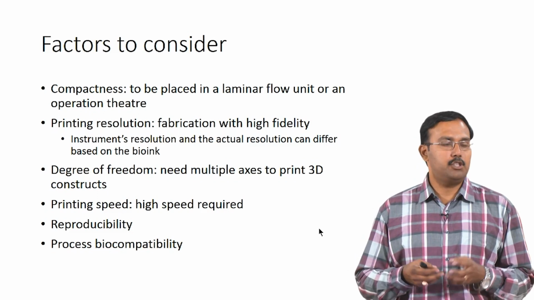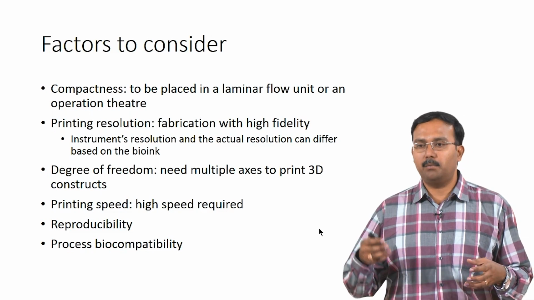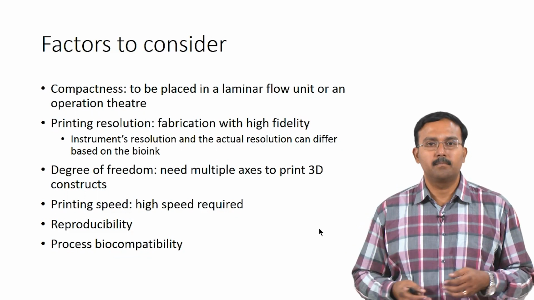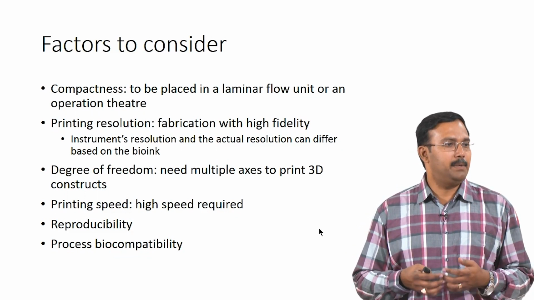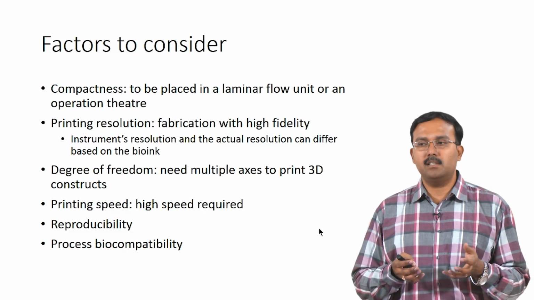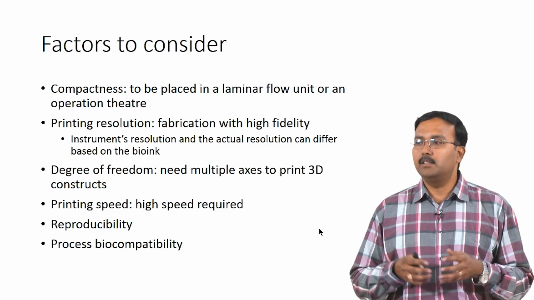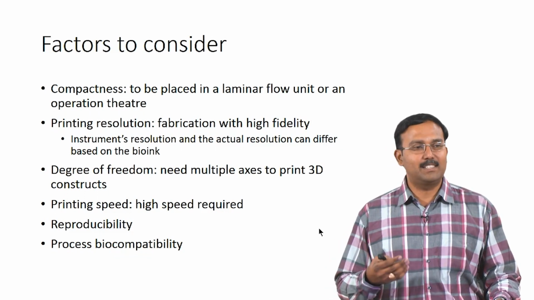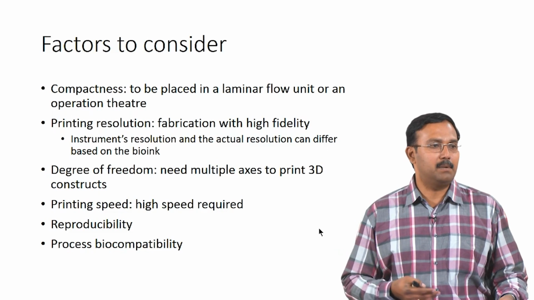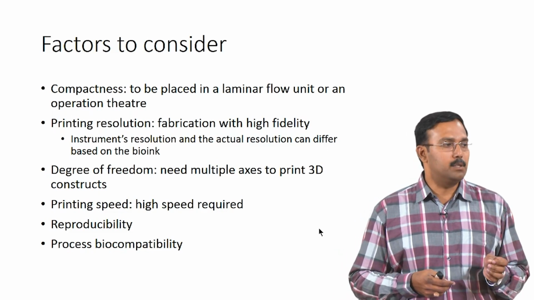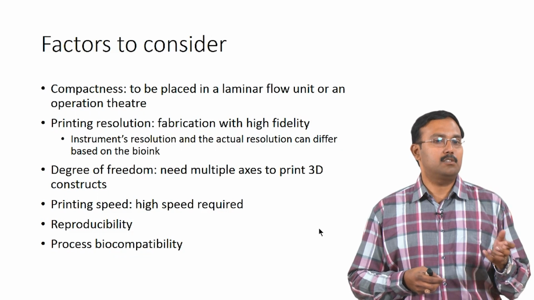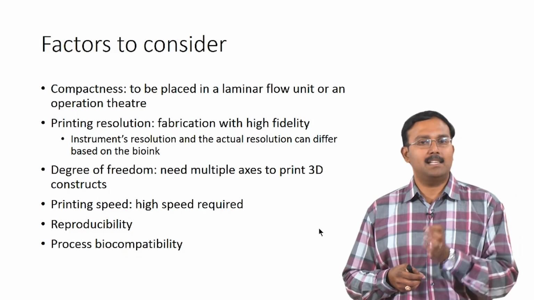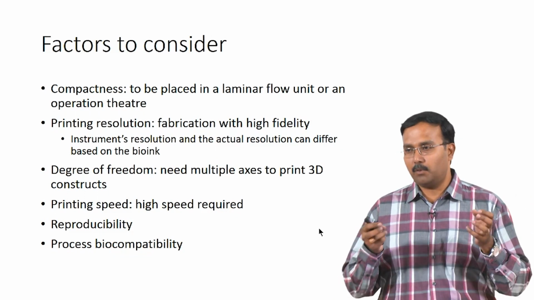Degree of freedom needs to be looked at, because multiple axes might be needed for printing 3D structures. Just a single axis might not give you the desired 3D structures. Printing speed should be high, so that you can actually print complex structures in a faster way, and it should not take too long. So, it needs to print in a faster way, so that it can actually be used for medical applications quickly. It also needs to be reproducible. So, just because you are able to print it once does not mean it is effective. The same STL file should give you the exact same printed structure every single time for that ink.